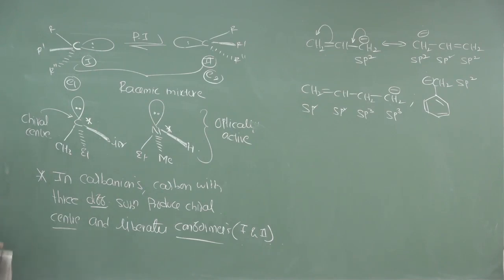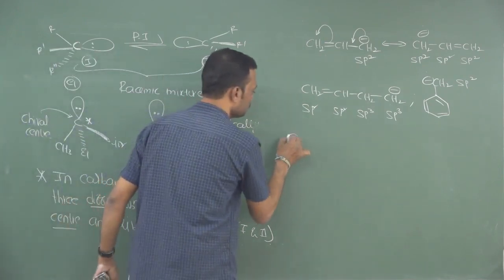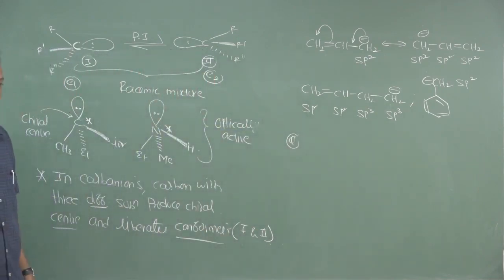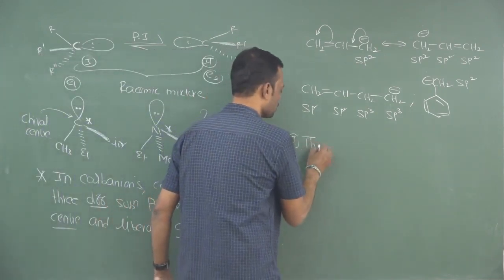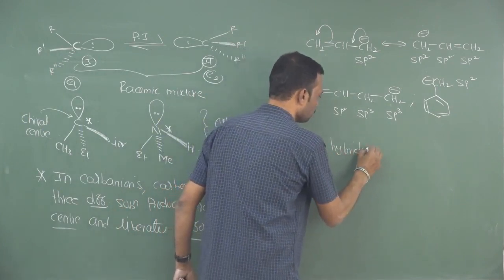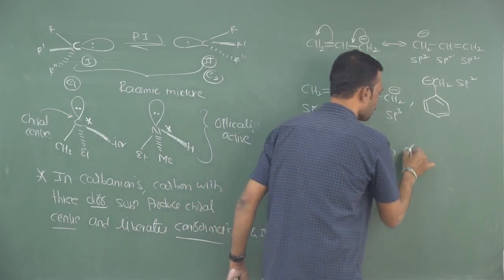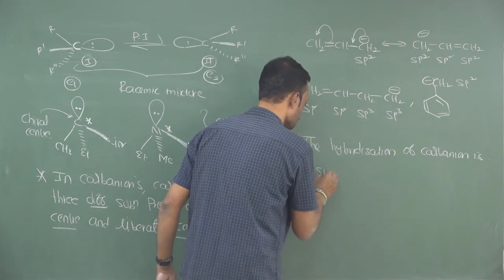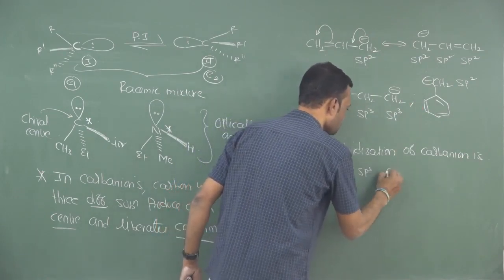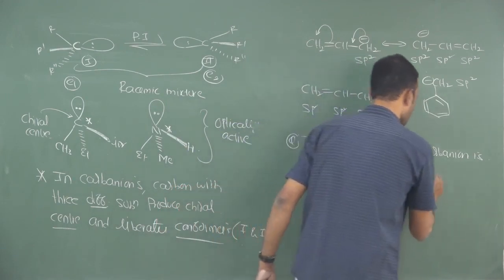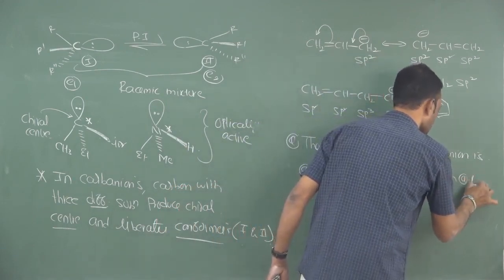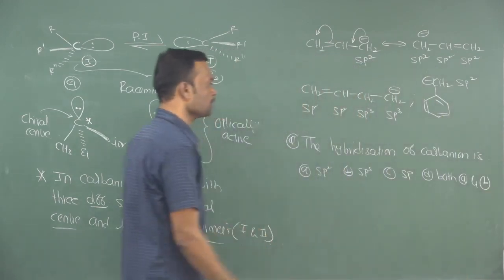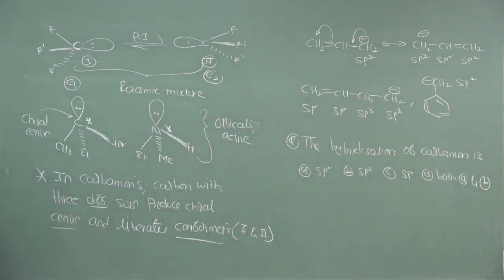Clear? Now take one question. You should write like this. What is the hybridization of carbanion? sp2, sp3, sp, option D, both A and B. What is the hybridization of carbanion?